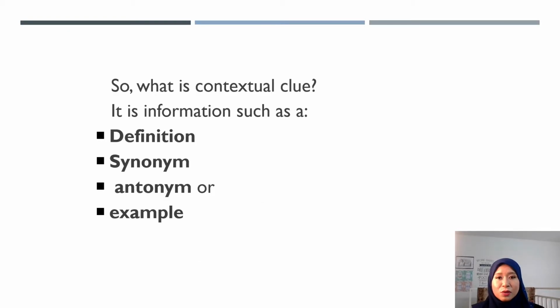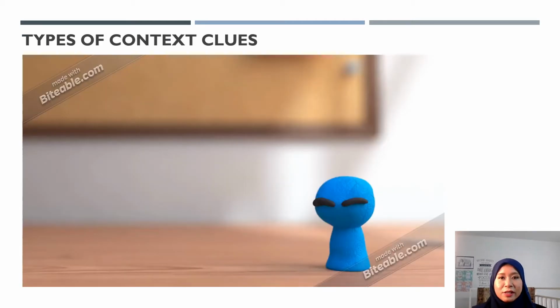So what are contextual clues? It is the information such as definition, synonyms, antonyms, or examples given in your reading passage. Watch this video to understand the types of contextual clues.